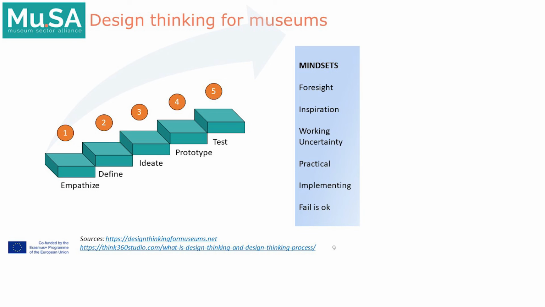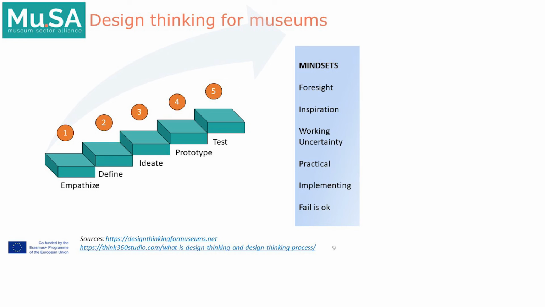Design thinkers are typically characterized by a particular mindset. Keywords here include the foresight, the inspiration, working through uncertainty, the implementation into practice, and the lack of fear to fail. Design thinking includes 5 steps.